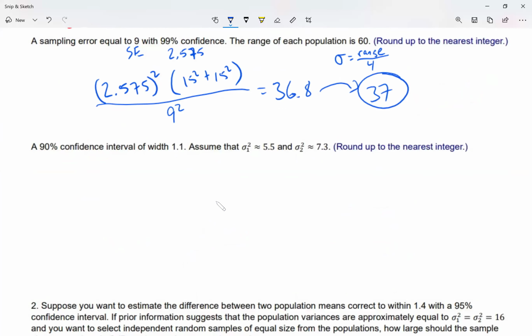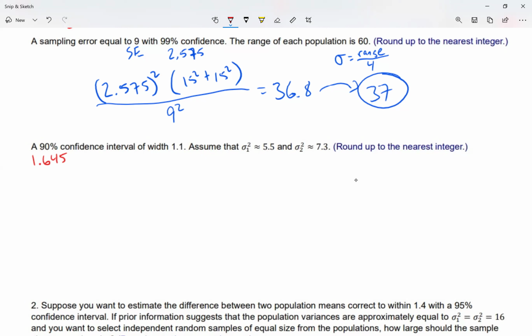Now here, a 90% confidence interval. Oh, 90%. I remember my Z-score for 90%. Let me change this to red. Remember, my Z-score for 90% is 1.645. My 90% confidence interval of width 1.1.